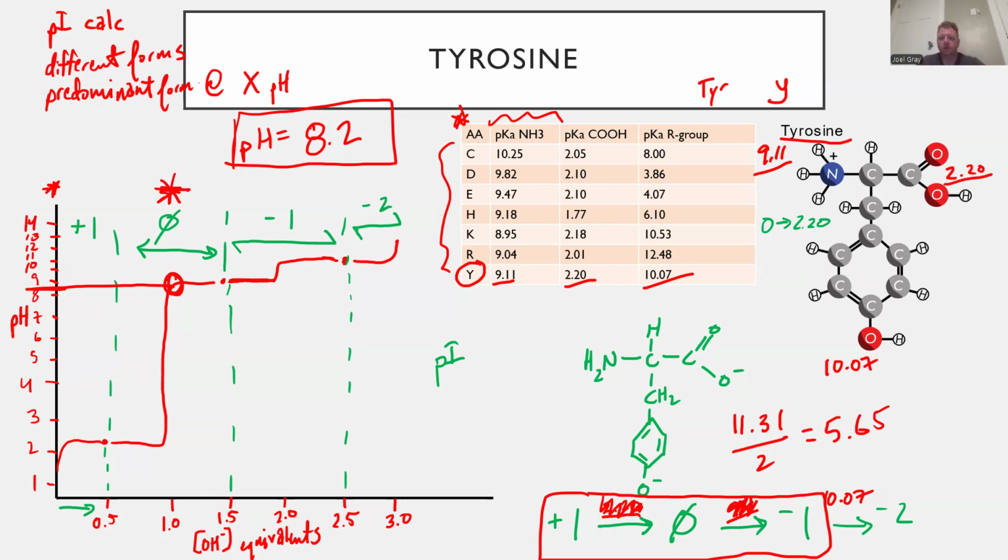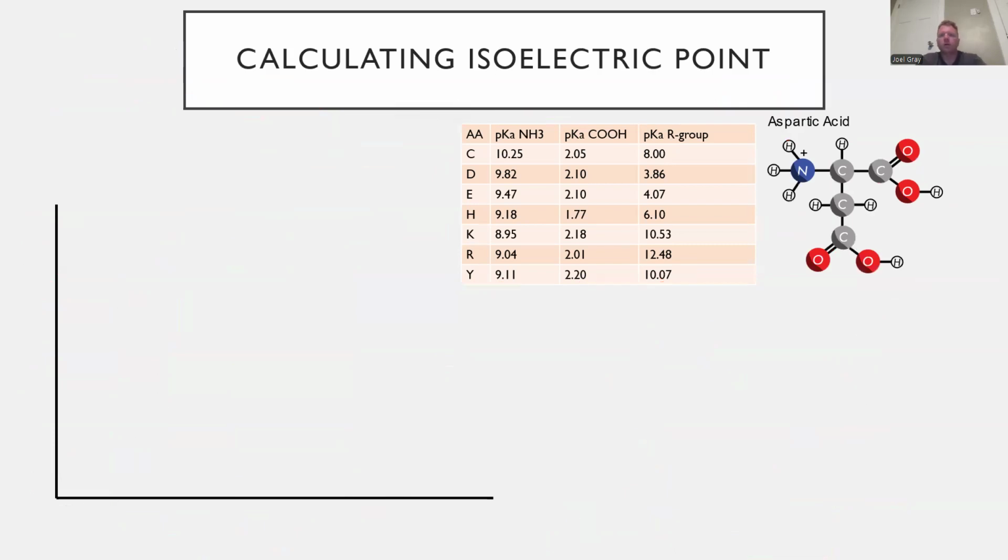And that's really all there is to that sort of question. So we've calculated isoelectric point. Here's aspartic acid. Let's go ahead and do a quick calculation for aspartic acid. Aspartic acid, as it's drawn here, has a charge of +1.